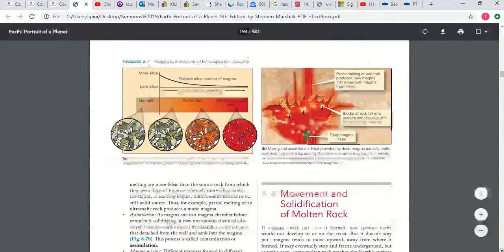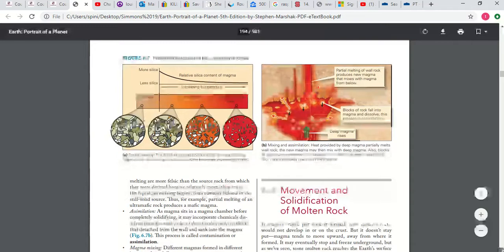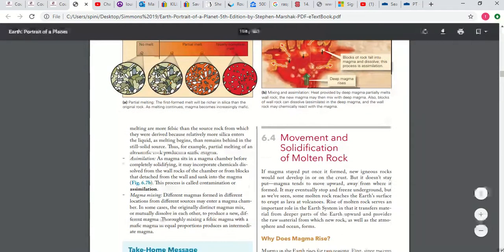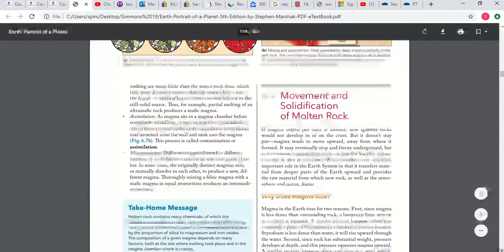Again, these pictures are important. They help you a little bit with understanding how these rocks form. Let's see if there's anything else important here. Not particularly. So let's talk about 6.4 here, the movement and solidification of molten rock.